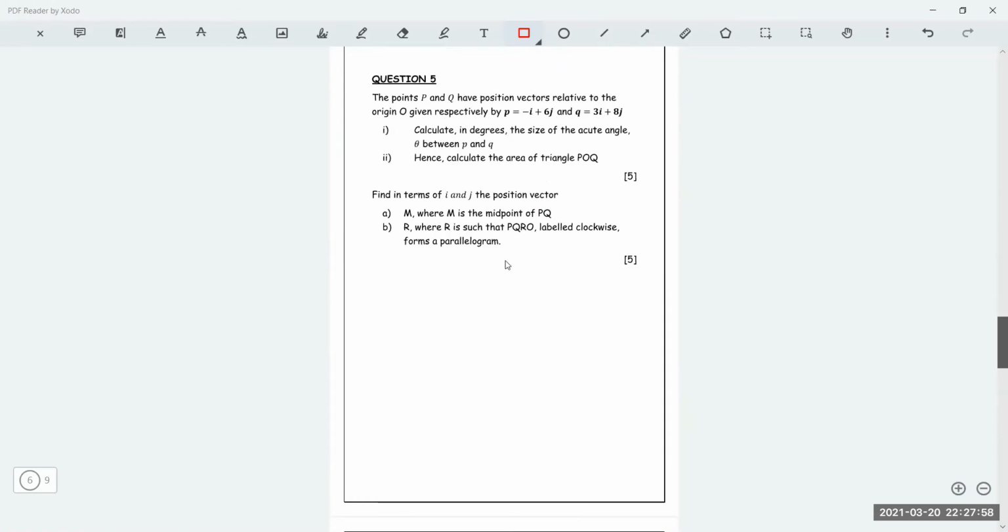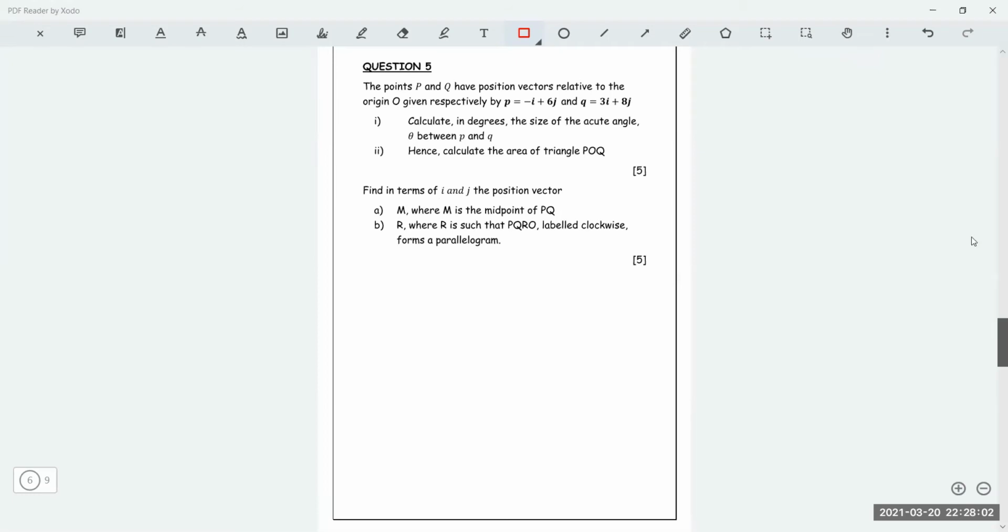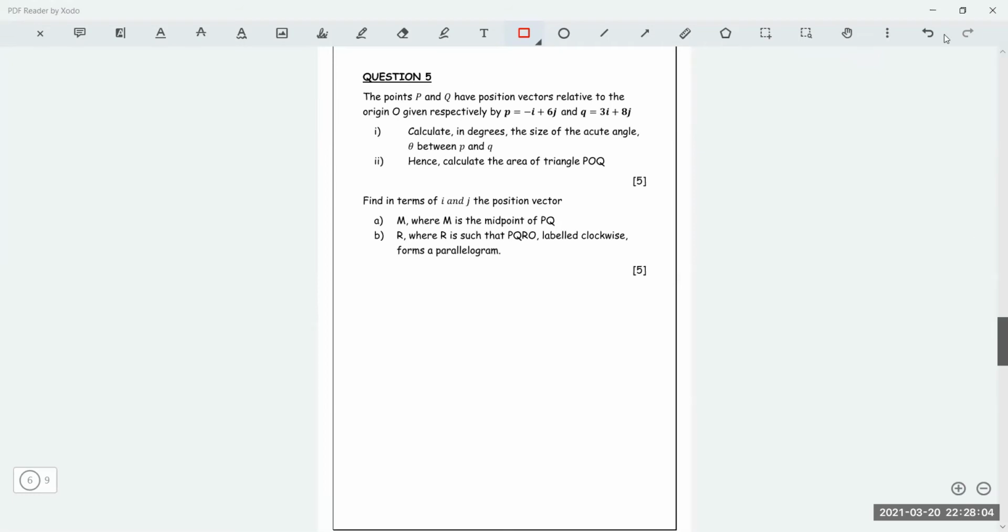Question 5 says, the points P and Q have position vectors relative to the origin given by OP is -i + 6j, OQ is 3i + 8j. Calculate in degrees the size of the acute angle theta between P and Q. So first thing, to find the angle between P and Q, we need to find OP dot OQ.